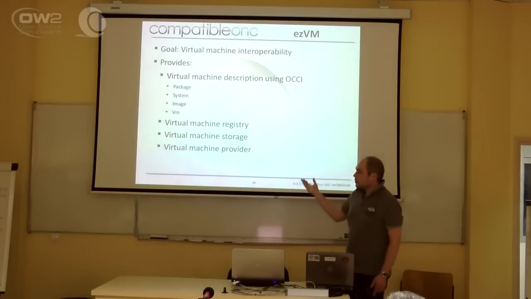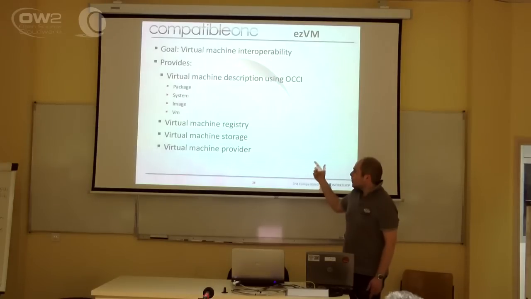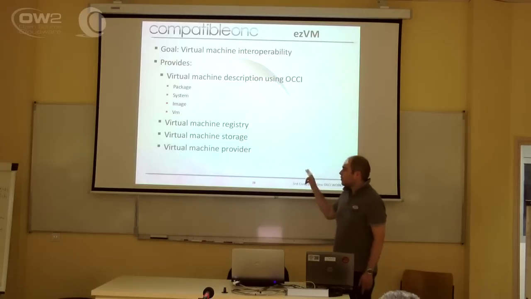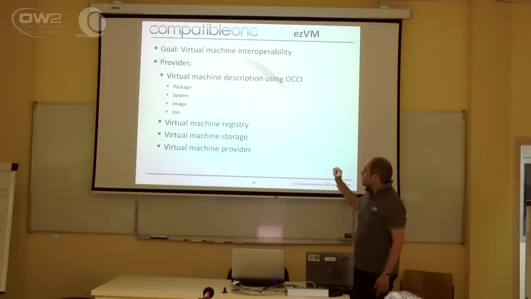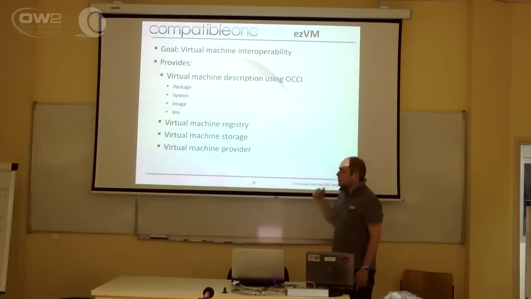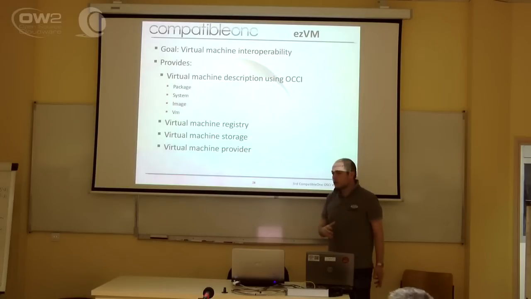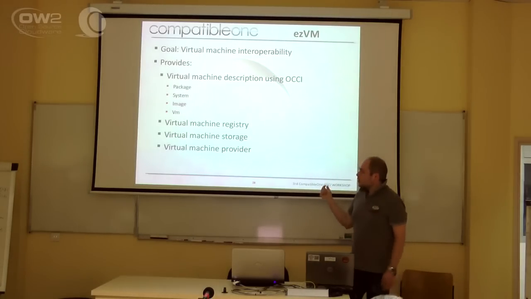So you describe your image like you saw in the demo, but you want it for EC2, you want it for OpenStack, and that's a VM. It's an image for this provider. All these categories are registered inside ezVM. So basically, ezVM is the registry of all image descriptions and all images you built in CompatibleOne. So you can query it, look for what has been built before, what is available. It's going to store images too.